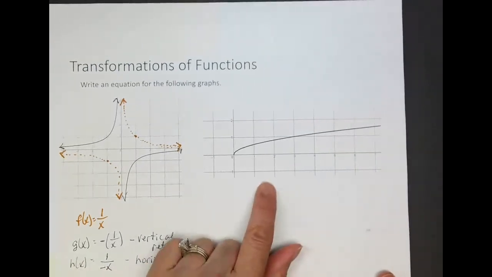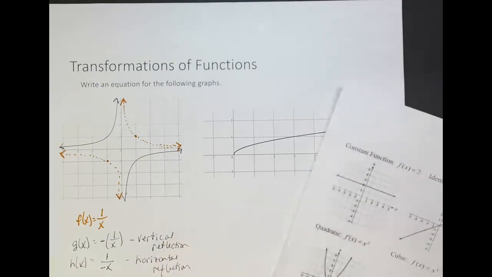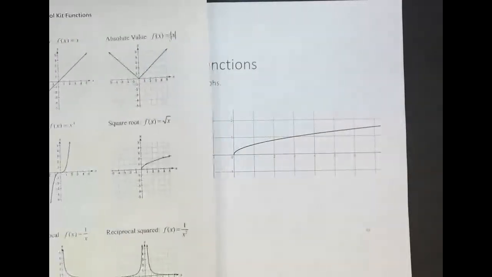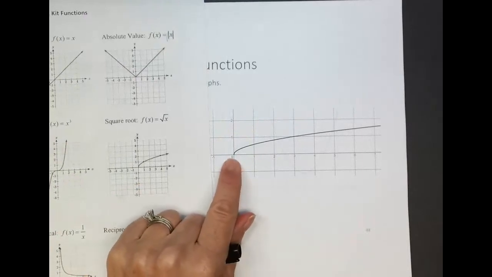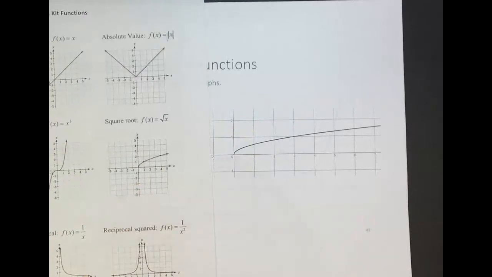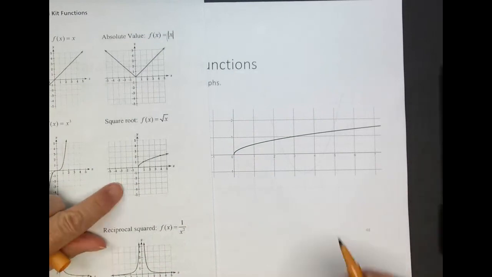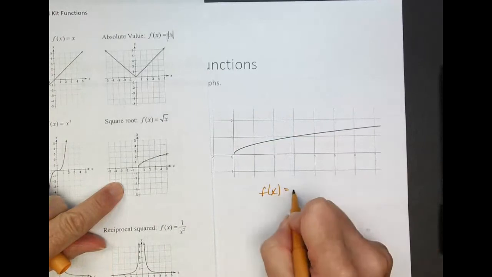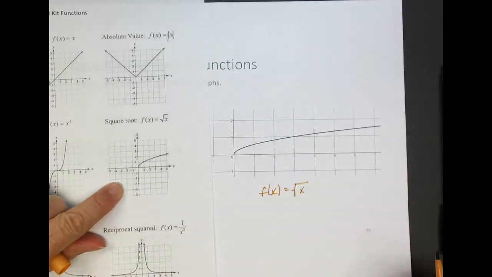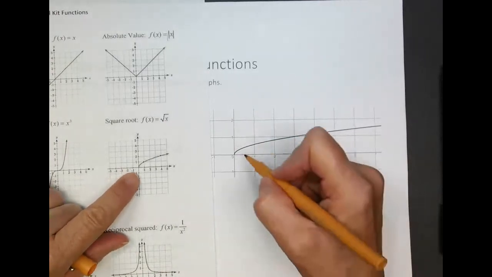What about this one? Let's take a look at the toolkit functions. It looks like the square root function, doesn't it? What would the square root function without any transformations look like, though? Let's draw that on there. Let's say f of x is just plain old square root of x with no transformations. Let's see what that looks like.